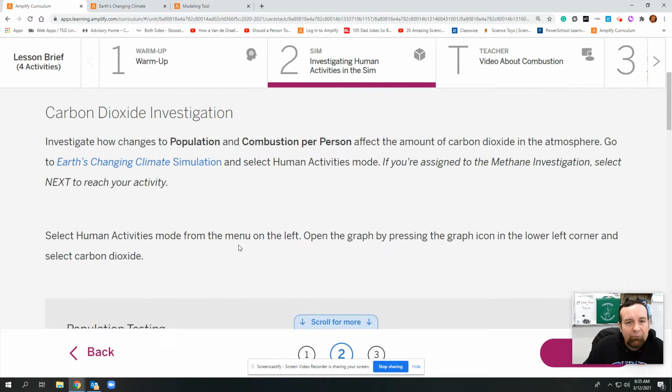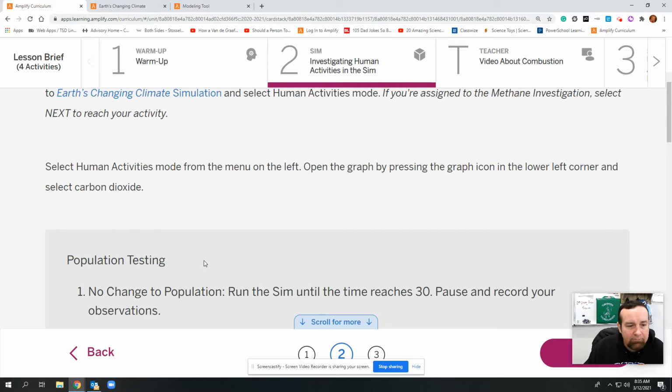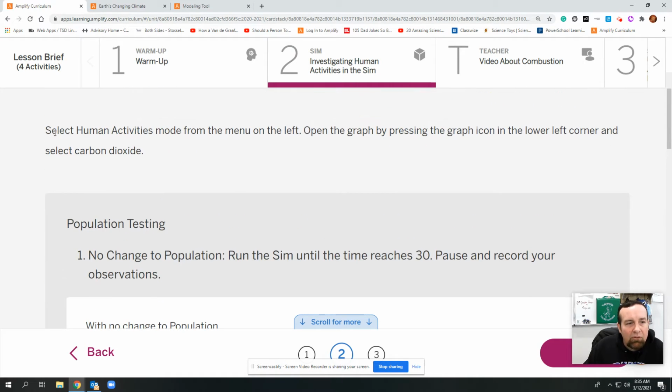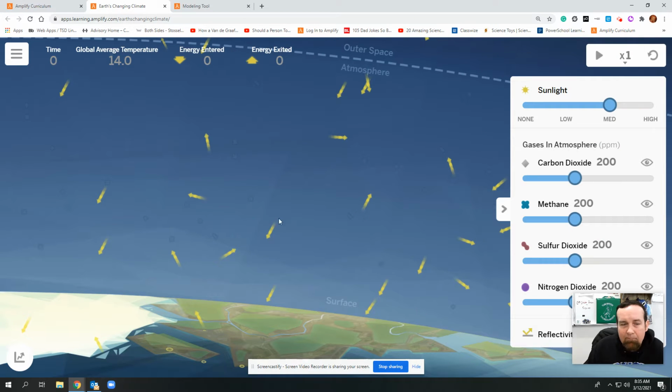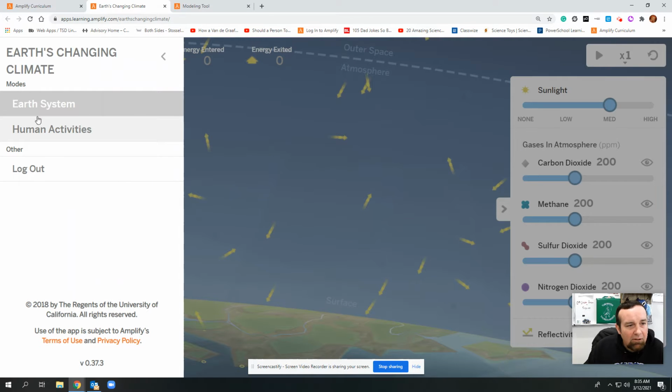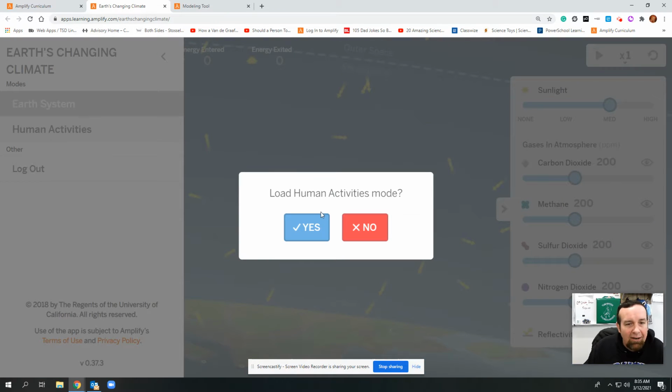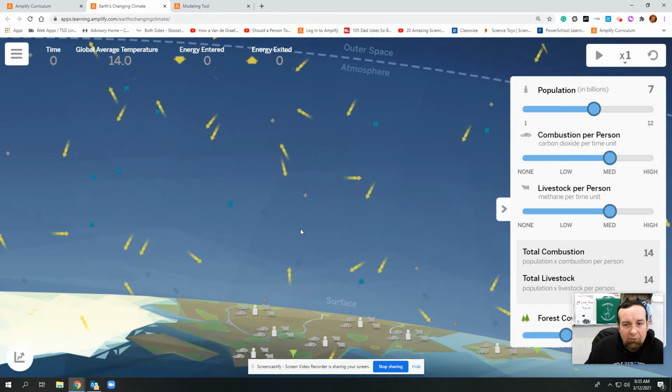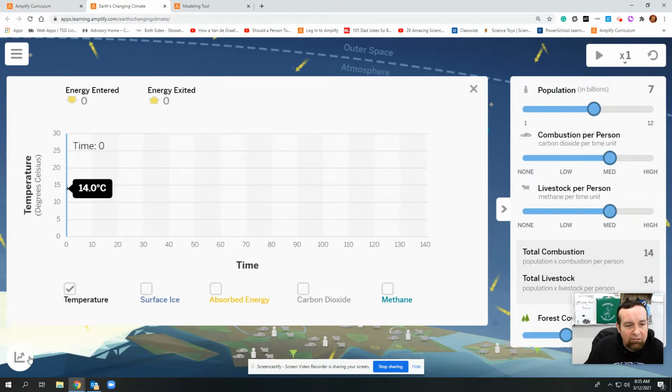So, first thing you're going to want to do is open up your sim here. And we need to make sure that we select human activities mode once we're there. And we also need to open the graph once we're in there. So let's just do that real quick. I'll show you how. We're going to go up here and click on this panel. We're going to change it from Earth system to human activities. And then here is our graph, right? And we can toggle all of these things on and off. So we've got our temperature, we can get surface size, energy absorbed, carbon dioxide count, and methane count.